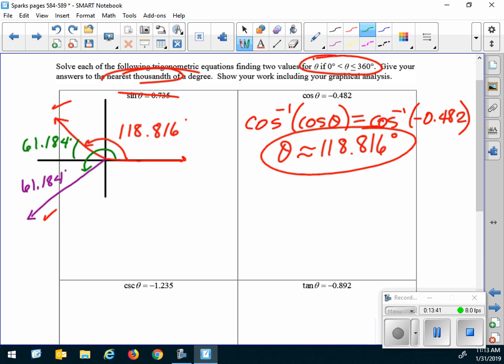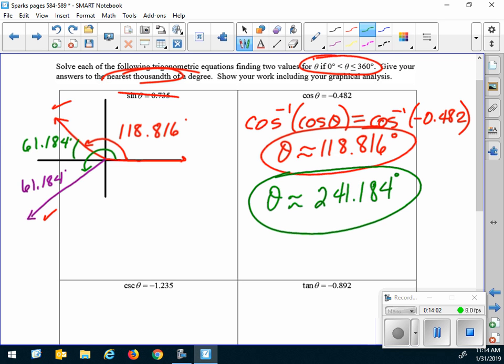Do you have the 61.183 thing still on your screen? How can you just figure out the answer then? Plus 180. Those reference angles are going to be really important here. You have any questions so far? Are you ready to go on? Third one.